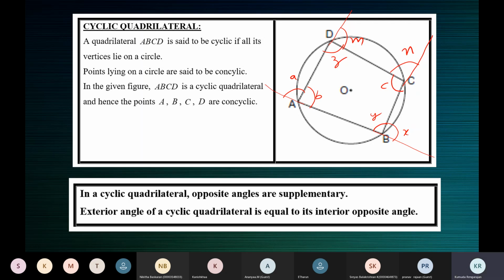A is equal to C. Exterior angle is equal to its interior opposite angle, the diagonally opposite angle. I repeat, A is an exterior angle, B is its interior angle. The angle diagonally opposite to B is C. So the result is angle A is equal to angle C.